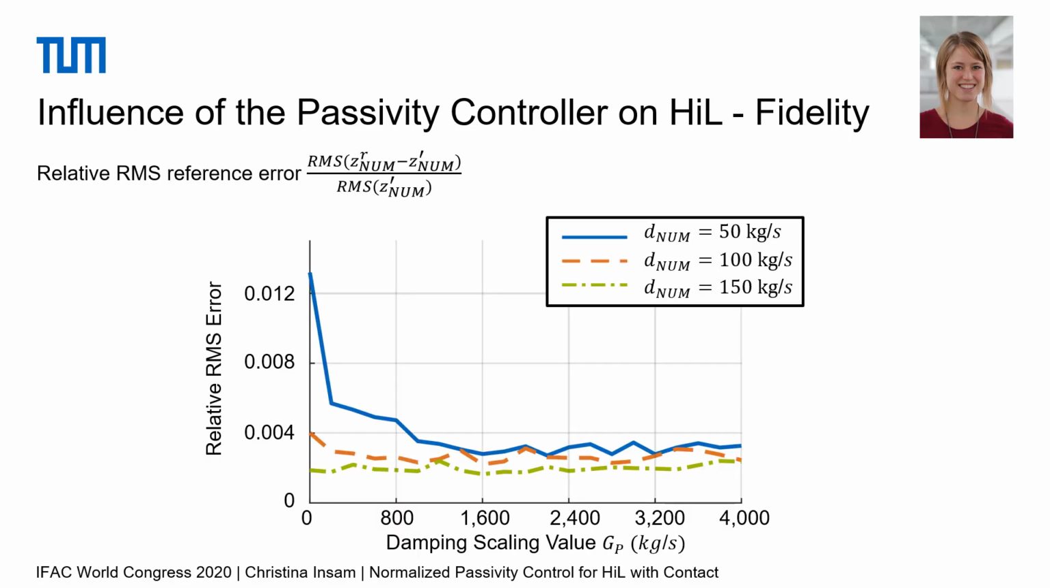Finally, I show you the relative root mean square error, which visualizes the fidelity of the test. Here we can see that the passivity controller managed to improve the fidelity of the hardware-in-the-loop test for the unstable system. The fidelity of the stable system is not affected by the passivity controller. Remember that a relative root mean square error of 0 would mean that the test perfectly replicates the true dynamic behavior of the overall system. This is the case for an ideal transfer system.